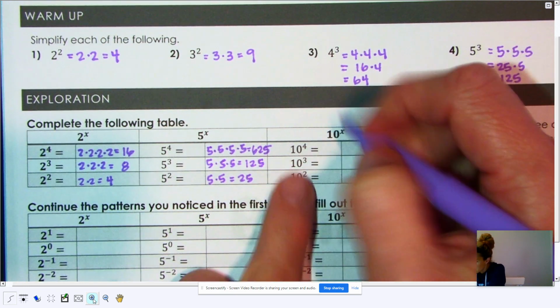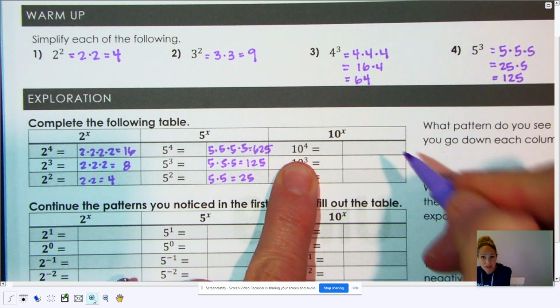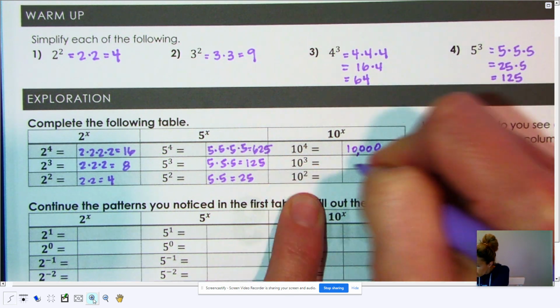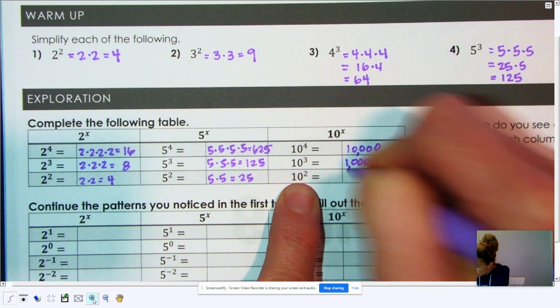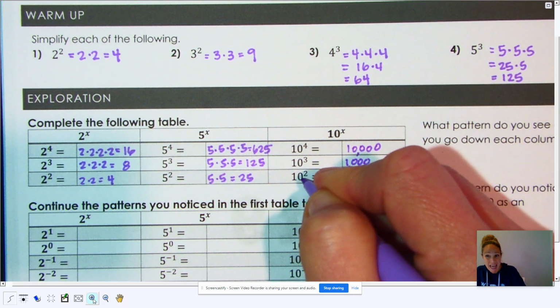So let's look at it with tens. Tens are the easiest because all you have to do is look at the exponent, and that's how many zeros you put. So 1, 2, 3, 4. This one has 3. This one would have 2. And again, it follows the same pattern by 10 each time.